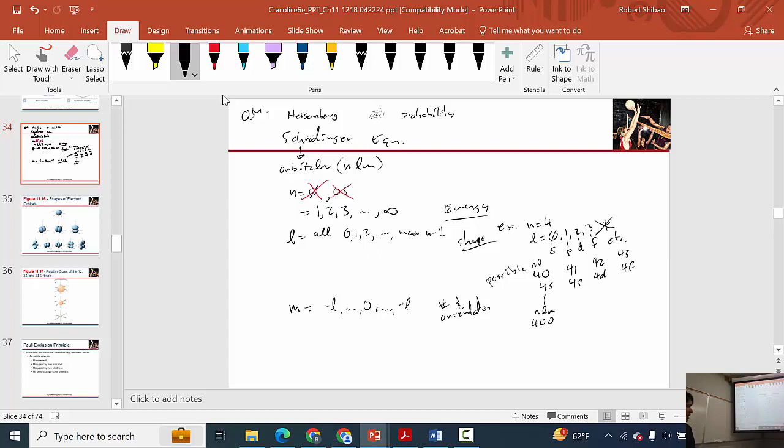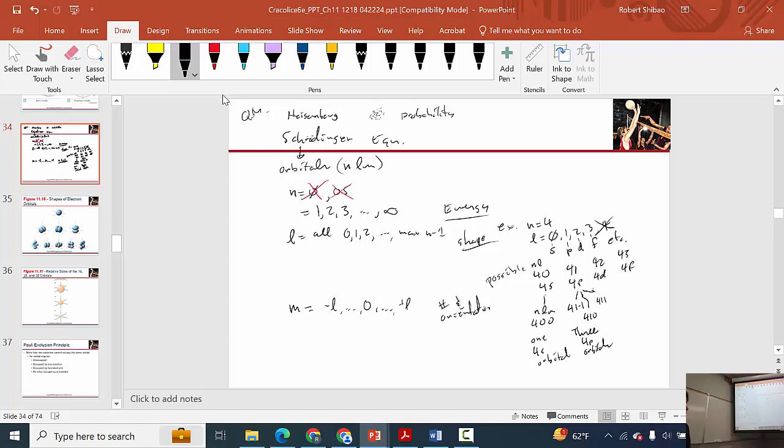However, when L is equal to 1, I have 3 possible m values. I'm going to have a 4, 1, negative 1, a 4, 1, 0, and a 4, 1, positive 1. And so what ends up is I have one s orbital, one 4s orbital, and I have 3 4p orbitals.